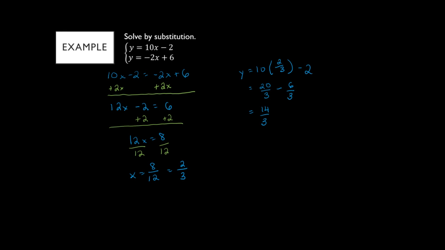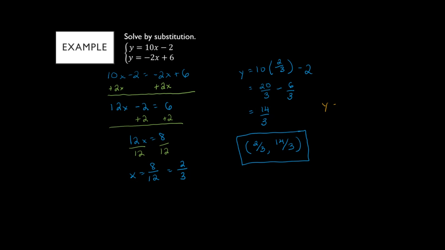So now I have x and I have y, and I can write my ordered pair, x comma y. So our answer is 2/3 comma 14/3. And you can always check your answer by plugging your x value into the second equation to see if you get the same thing. So we can check it by plugging 2/3 into our second equation.